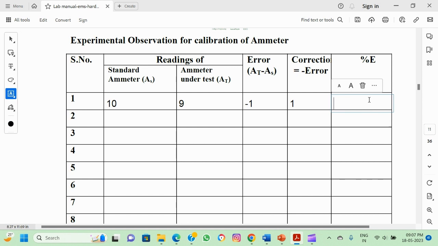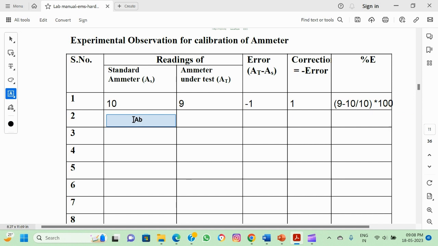So percentage error, how we will calculate the percentage error? So this ammeter reading, sorry, ammeter under test, minus the standard ammeter reading, and it should be divided with standard ammeter reading, and you have to multiply with 100. You will get the percentage error.